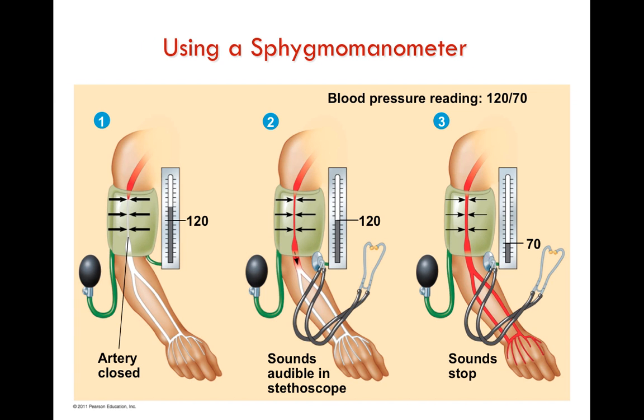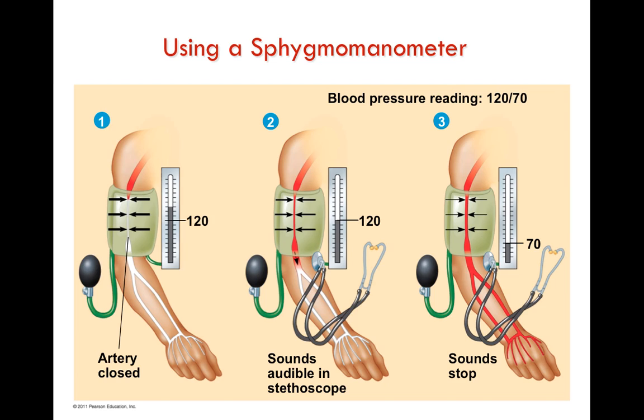A sphygmomanometer, a very weird sounding thing, is what they take your blood pressure with. What they essentially do is take this cuff and increase the pressure around the cuff with air until it cuts off the circulation in your arm. That's why your arm sometimes gets tingly. Then they slowly let it go, and they measure at what point the blood is going to flow through, and that's how they get your blood pressure.